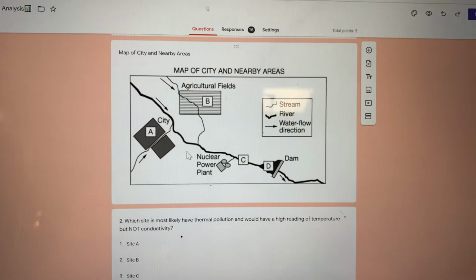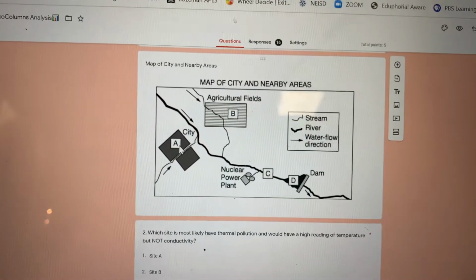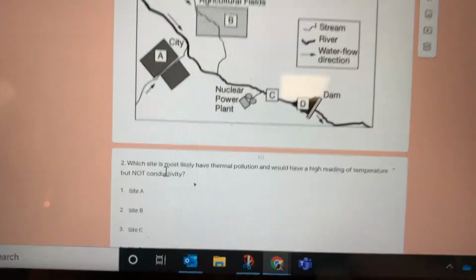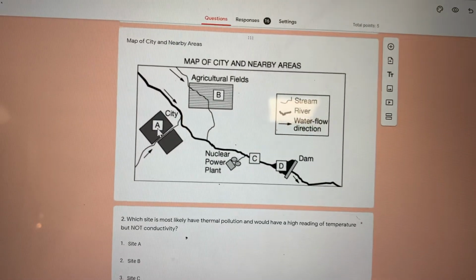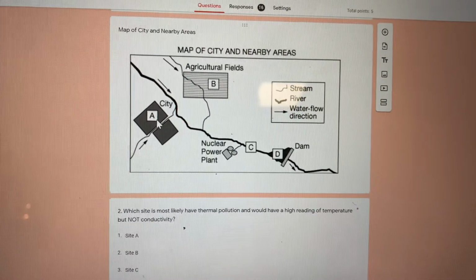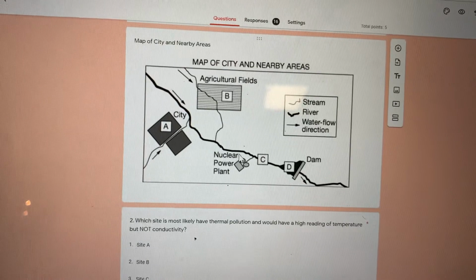Technically, for runoff of a city, if it's impervious ground cover, that would also cause thermal pollution. But notice the question says would not cause conductivity. That runoff of the developed concrete, the impervious ground cover runoff, would also raise conductivity. So that's why C is the answer for that one.